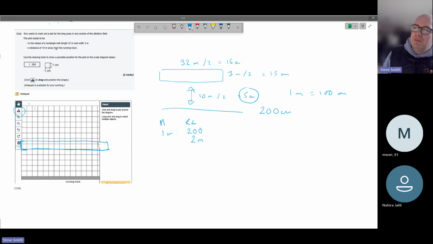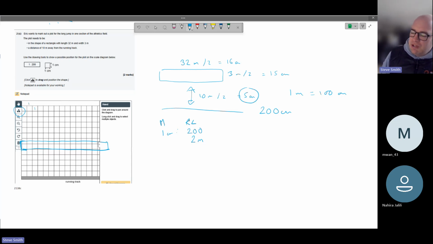It's a minimum of 10. It's 10 meters away from the running track. Yeah, 5 centimeters. It's 1.5 wide, which is 3 meters, and it's 16 centimeters long, which is 32 meters. So that would be the running track question. That's a calculator question. We don't need a calculator for that one, but it's just the understanding of the scale here.